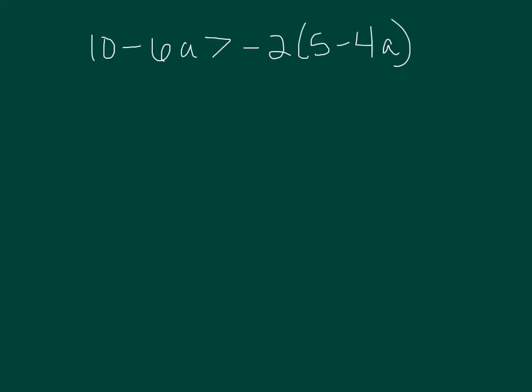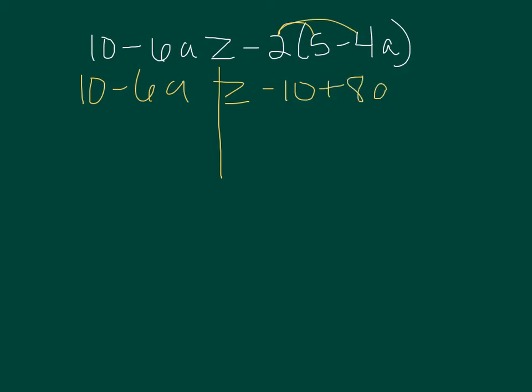Next one, I'm going to go ahead and put on this one, or equal to, just so we have a copy of that. Okay, so let's go ahead, separate our equation. Now here we have parentheses, so we have to distribute before we can start solving. So I'm going to bring this down, 10 minus 6a is greater than or equal. Okay, now negative 2 times 5 is negative 10, and negative 2 times negative 4a is a positive 8a. Remember, negative times a negative.